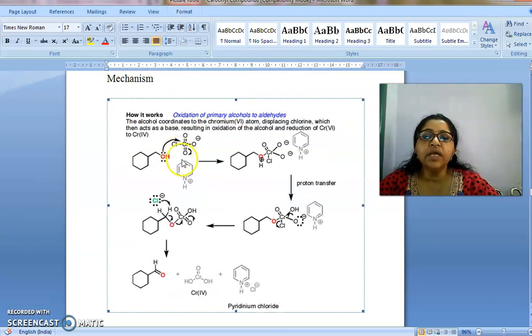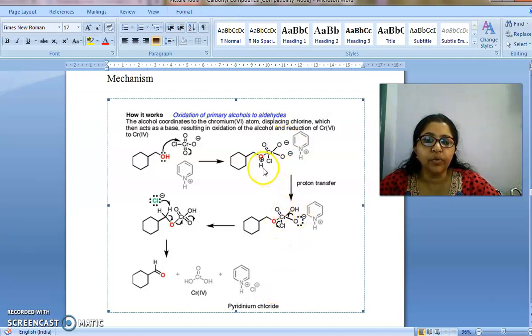Now, how does the mechanism go? It is chromium trioxide, and it has a complex with Cl and pyridinium. The lone pairs on oxygen will first attack the chromium. One oxygen pi bond will break, and accordingly we will get a positive charge on oxygen, and then we will have two negative charges on the oxygens bonded to chromium. Next is the proton transfer. The proton will get transferred to one of these oxygens, and it will become OH.